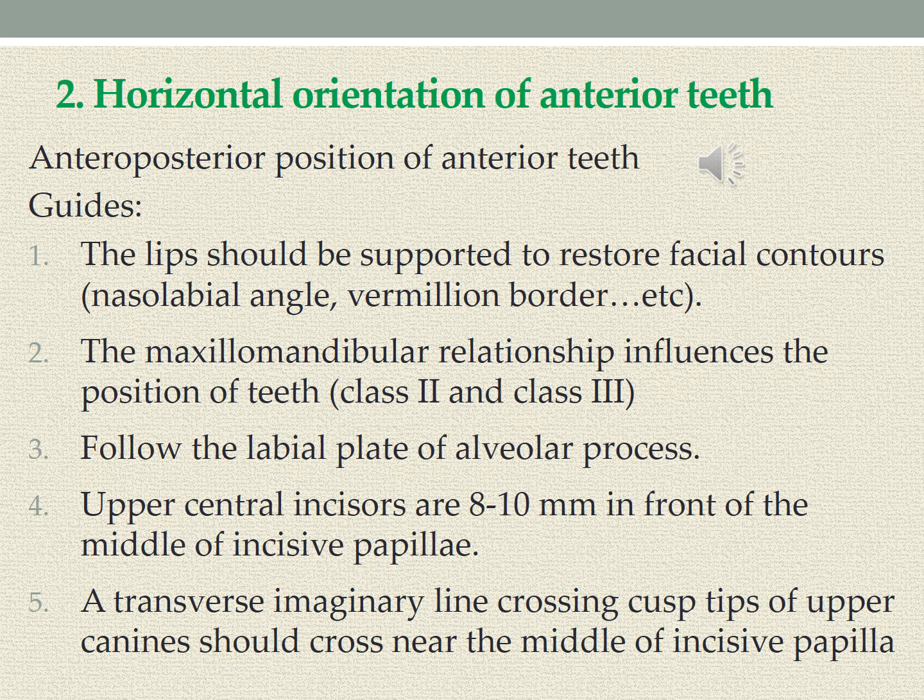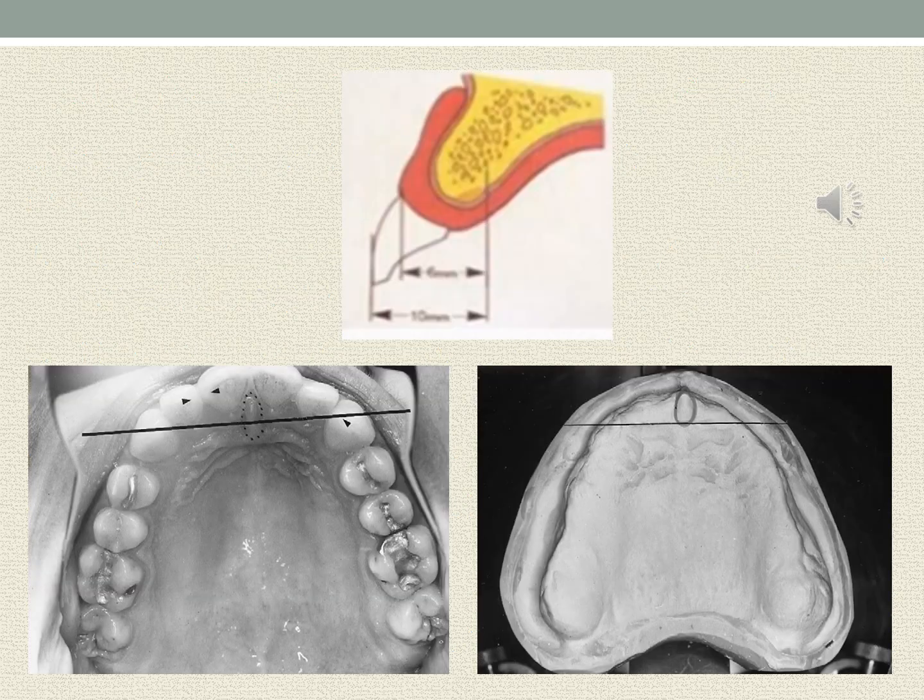The labial plate of alveolar processes: teeth usually follow the labial plate of the alveolar process. Also, as we said, the upper central incisors are 8 to 10 millimeters in front of the mid of the incisive papilla, and if we draw a transverse imaginary line crossing the cusp tips of upper canines, it should cross near the midline of the incisive papilla. The top picture here shows the upper central incisor as it comes from the denture. You can see here why it is 8 to 10 millimeters.